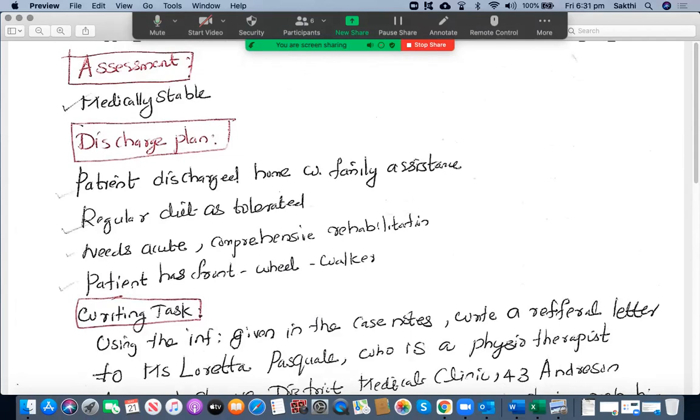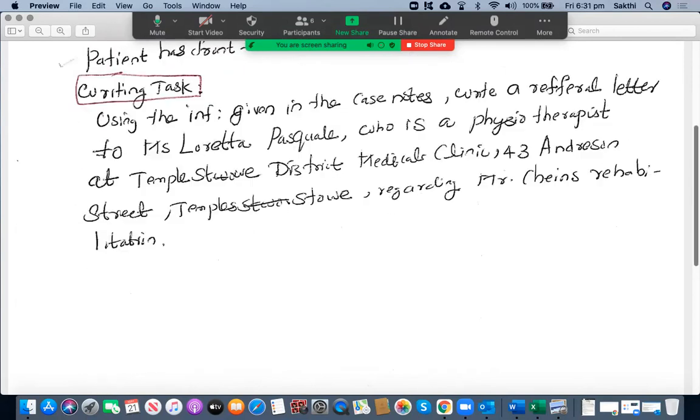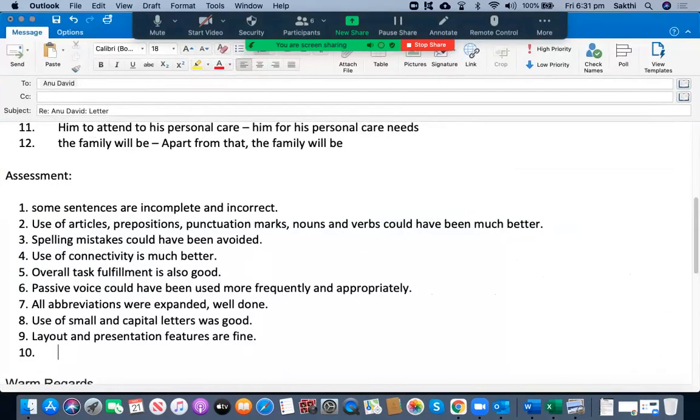Assessment, medically stable. Discharge plan, patient discharged home with family assistance. Regular diet as tolerated, that's not needed. Needs acute comprehensive rehabilitation. That is needed. Patient has friend field worker. That's all right. Okay, using the information given. Yeah, I think that's all right. So you have included all the key case notes. So I'm happy with that. You have included all the relevant case notes. Well done.